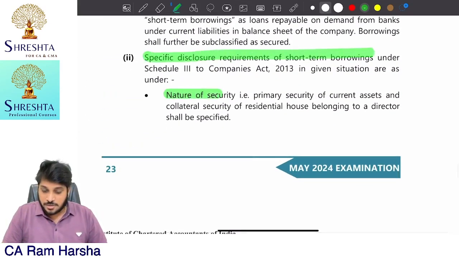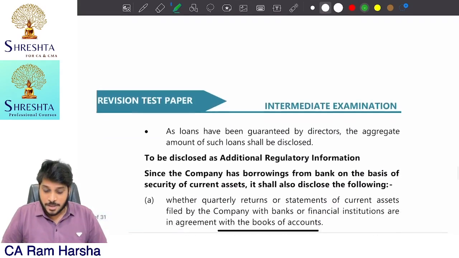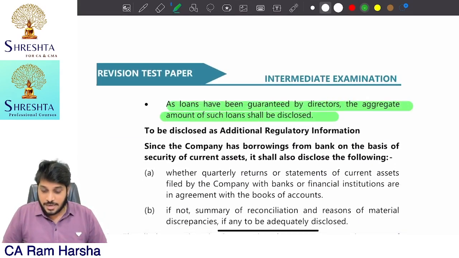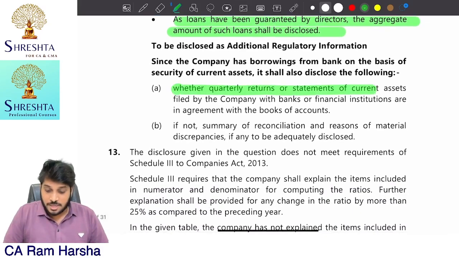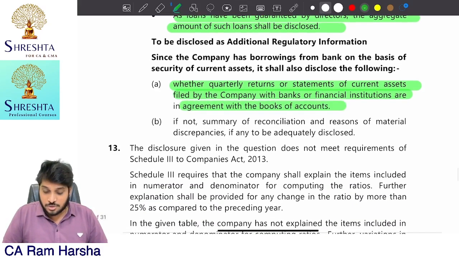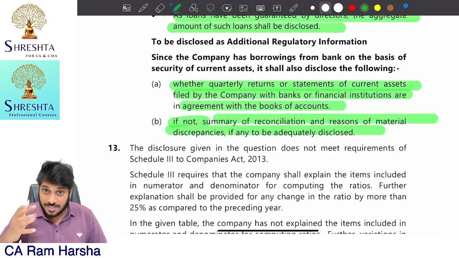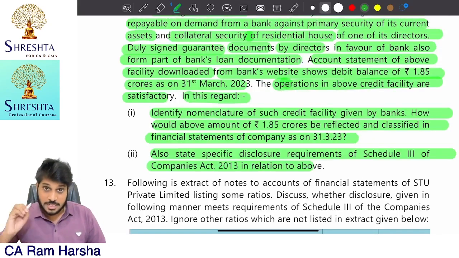Nature, specific disclosures. We need to give what security we give. And if they are guaranteed by directors, the aggregate of the amount of the guarantee given by directors. Additionally, whether quarterly statements filed match with the books of accounts. If not, summary of the reconciliation along with reasons for differences. Please read the answer.